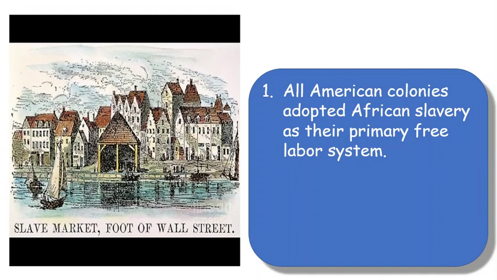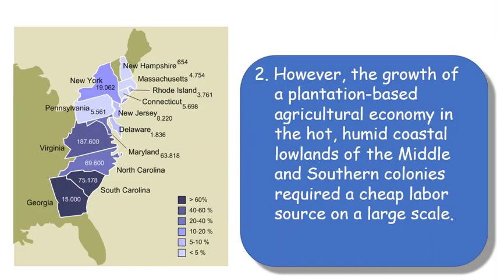And we even see in New York City back in the 1700s, down around what's now Wall Street, there was one of the biggest slave markets in the colonies. So slavery was established and part of all of the colonies. However, the southern colonies are really where slavery becomes most established.